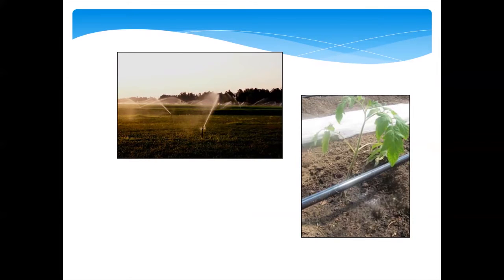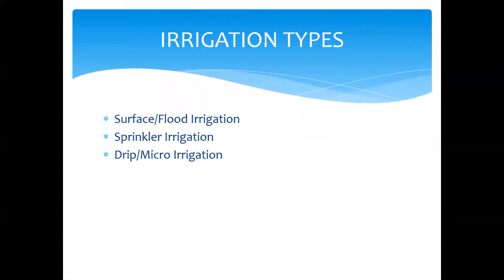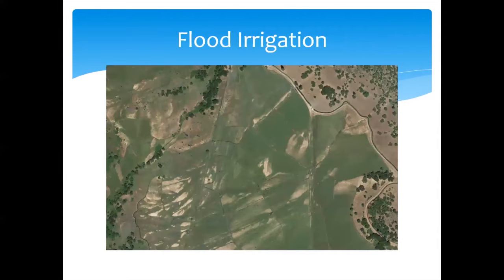So I'll go over some more examples here. Three basic irrigation types: surface flood irrigation, sprinkler irrigation, and drip or micro irrigation. And I'll cover more examples of each one of these. So flood irrigation, this is wild contour flood irrigation in the Little Butte Creek watershed.